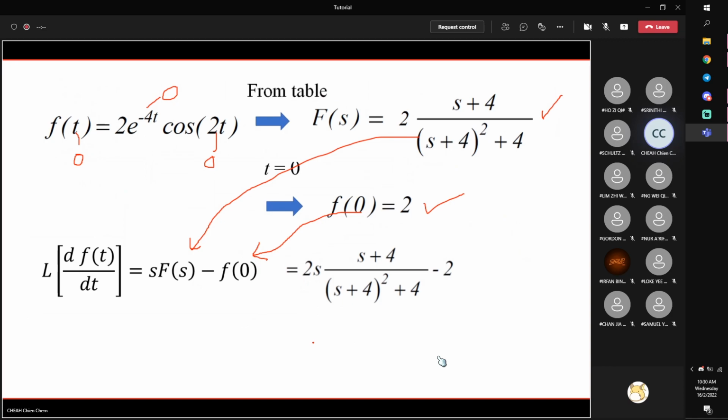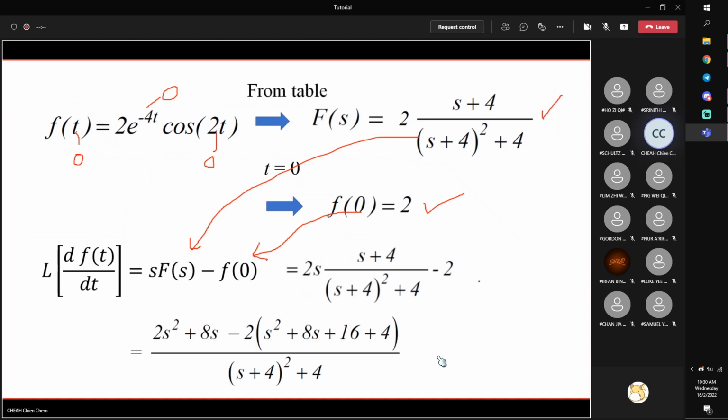So this is a key idea, right? In Laplace domain, differentiation disappears. We do not need to differentiate anything. After this, you can try to combine these two terms together, and then if you can simplify it, as in this case, some terms cancel out, right? 2s squared minus 2s squared, no more. 8s minus 16s gives you negative 8s, right? And then finally, you have negative 2 times 20, which is negative 40.